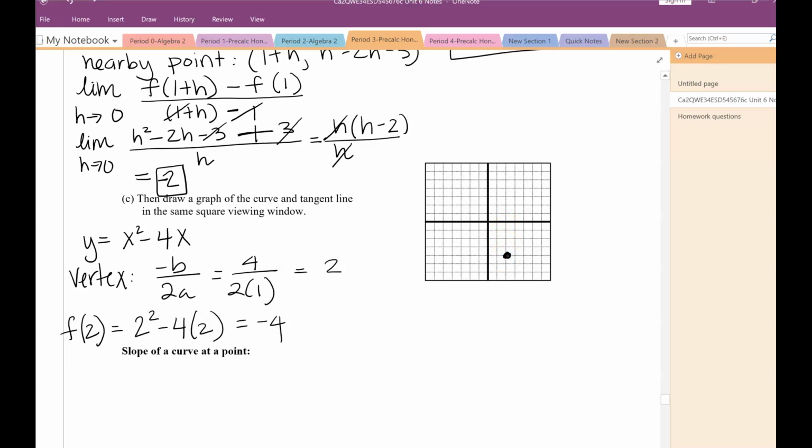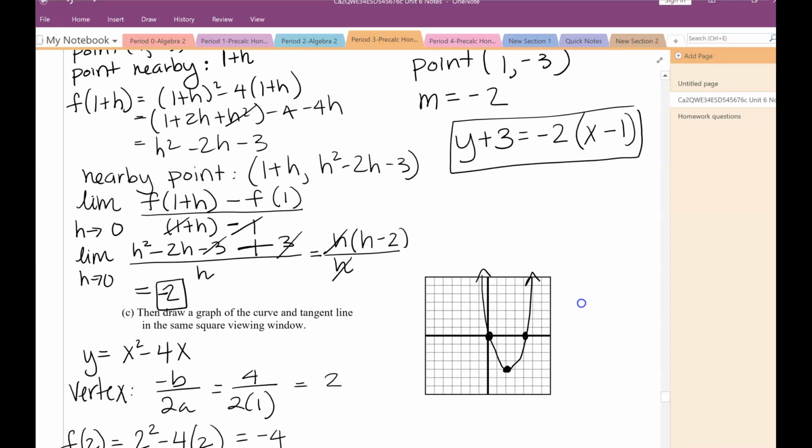Then all I have to do is pick one more point and then reflect it. Would you guys agree? Let's pick 0. When x is 0, what's your y? 0. And then can I just go to the right side of my vertex and mirror image that? All right. Now this line, I'm going to graph that line.